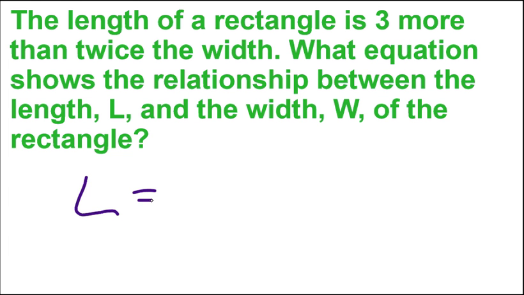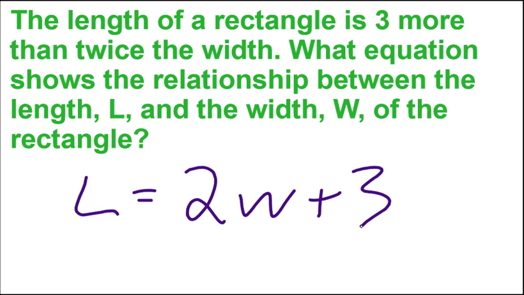How do I show the rest of that? It says the length is 3 more than twice the width. Yeah, 2W plus 3. The order could be different, but 3 more means you're going to be adding with 3. And when it says twice the width, if it's twice something, that's 2 times the width. Any questions on that one? Just going through, looking at what they give you.